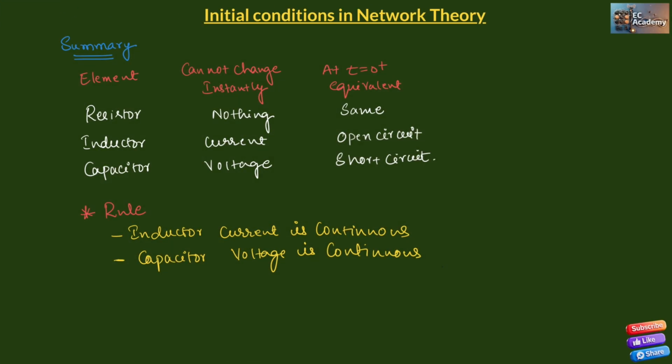So today we understood what is t is equal to 0 minus and t is equal to 0 plus, how resistor, inductor and capacitor behave, and how to replace them in the circuit. Hope you have understood this topic.